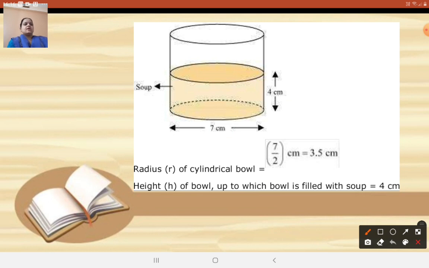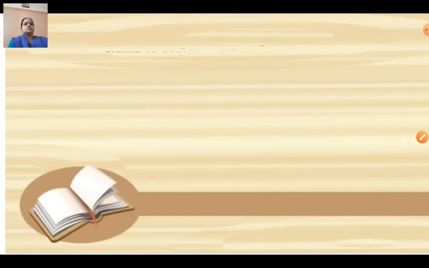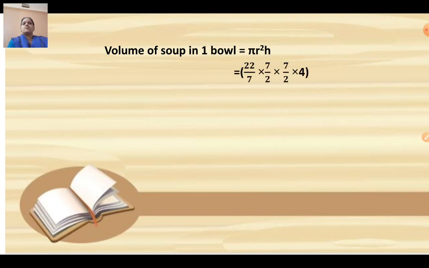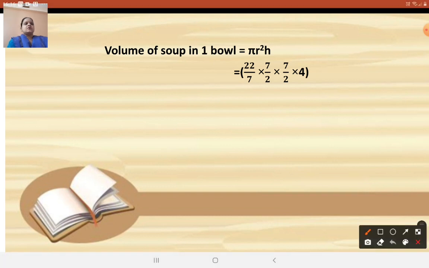Now again, the diameter is given as 7 centimeter. So radius will become 7 by 2, which is equal to 3.5 centimeter. Height equal to 4 centimeter. Correct. Now let us see the solution. So volume of soup in one bowl equals pi r square h, the formula for volume of a cylinder. Substitute the values: 22 by 7 into 7 by 2 into 7 by 2 into 4.